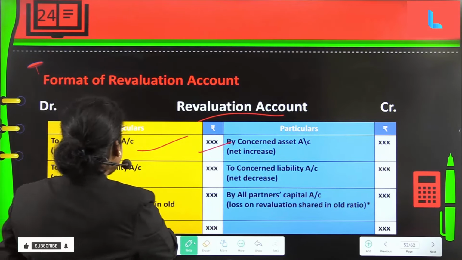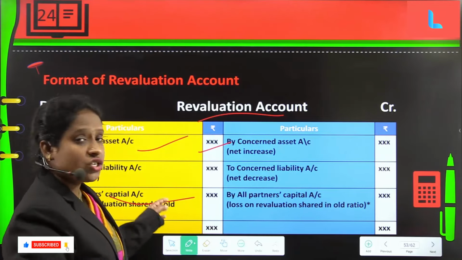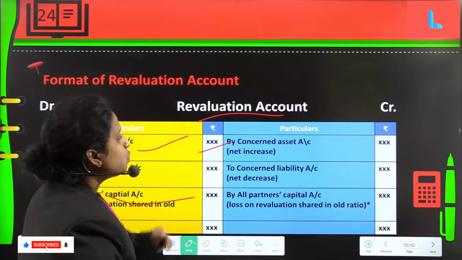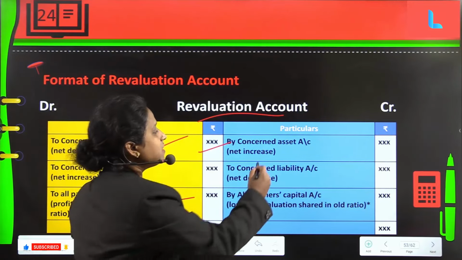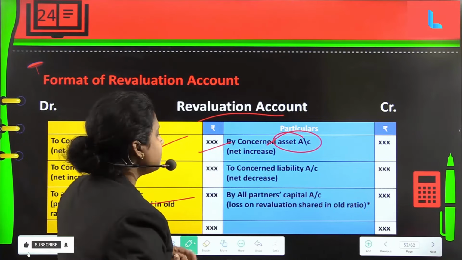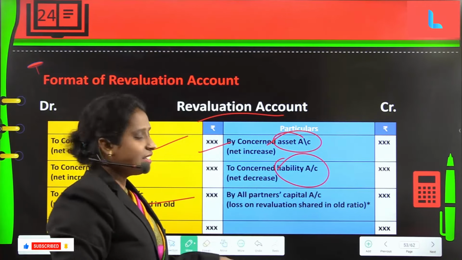And to all partners' capital account, that is profit on revaluation shared in the old profit sharing ratio, should be written here. And towards your credit side, you can see by the concerned asset account, and it's going to be considered as a net increase. And to the concerned liability account, it's going to be considered as a net decrease here.